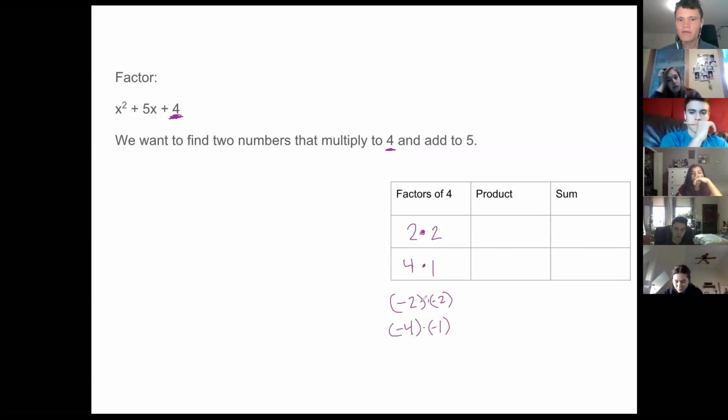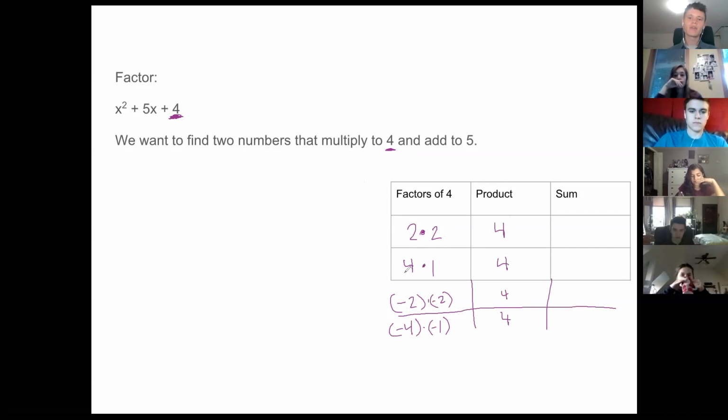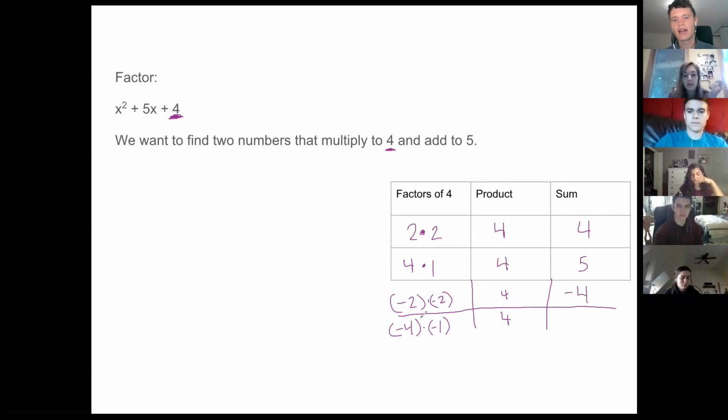So we've got these different ways of factoring 4, and let's see what the products and the sums of those numbers are. We've got two numbers in each part of our little graph here. 2 times 2, of course, is a product of 4. All of these are going to be a product of 4, right? We did our work correctly. Let's look at what the sums are. 2 plus 2 gives 4. 4 plus 1 gives 5. -2 plus -2 is -4. And -4 plus -1 is -5.